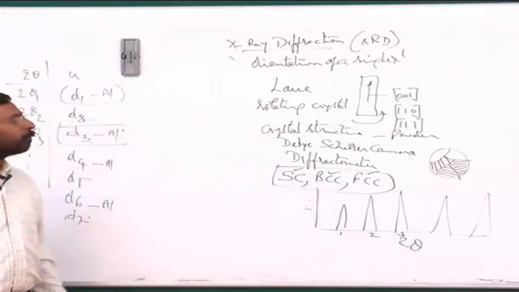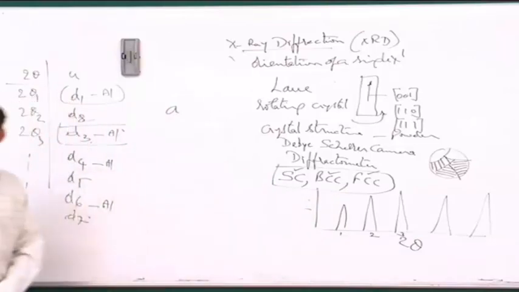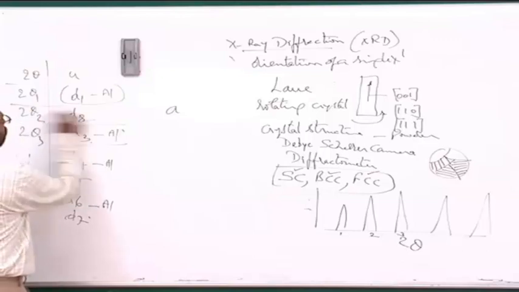The next step for us is to find out what the lattice parameter is. How do I find out the lattice parameter? Once I identify that this whole pattern is an FCC pattern, then I can choose the first peak.